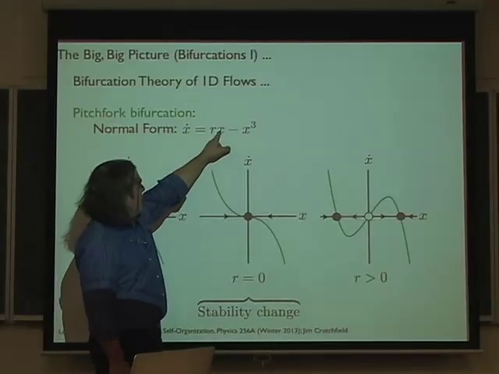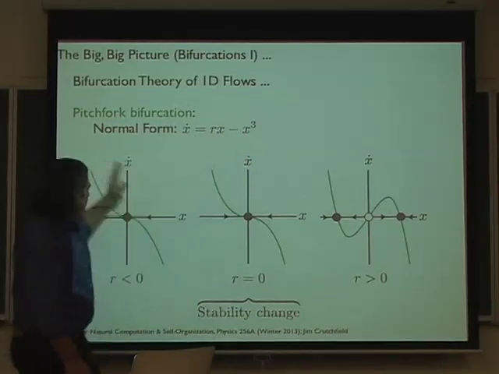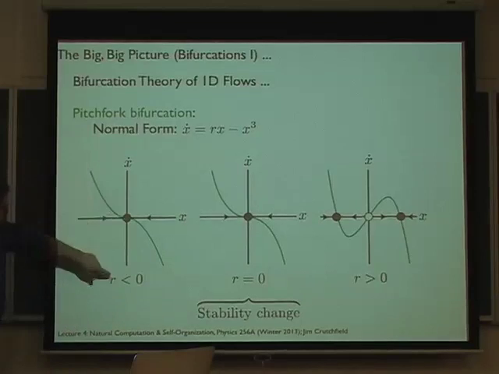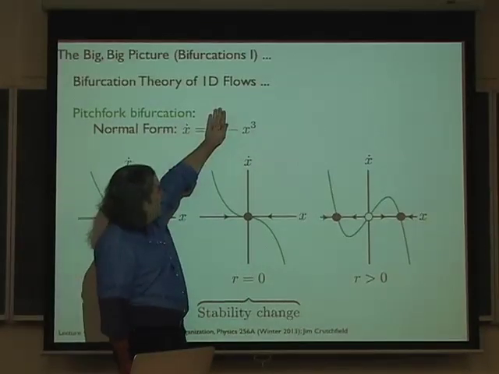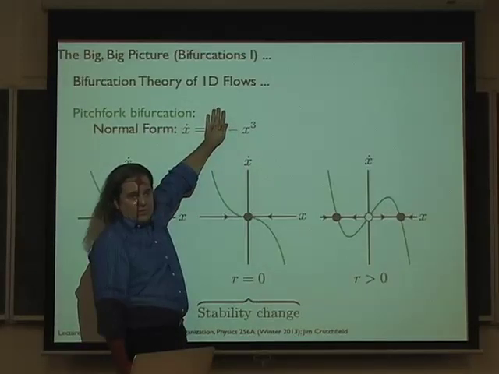And then x is negative and r is negative, so this is all positive. So this is always positive over here when r is negative. When r is equal to 0, we just have pure cubic going through the origin.